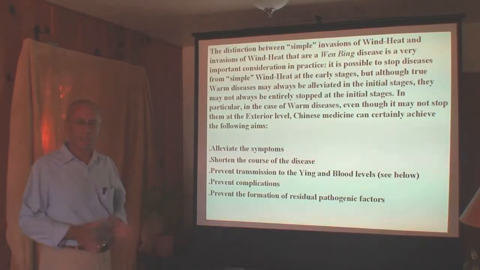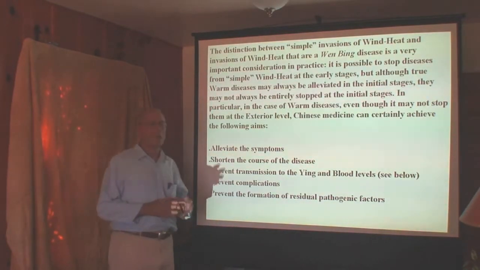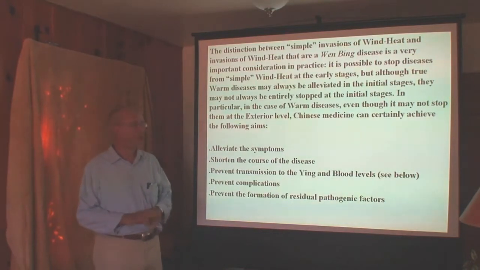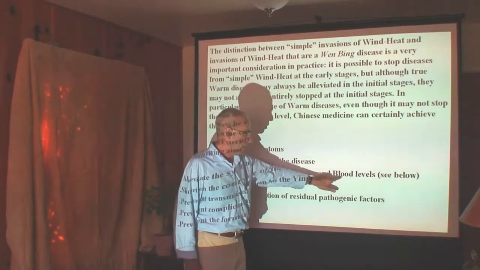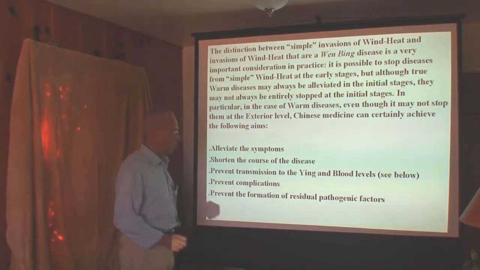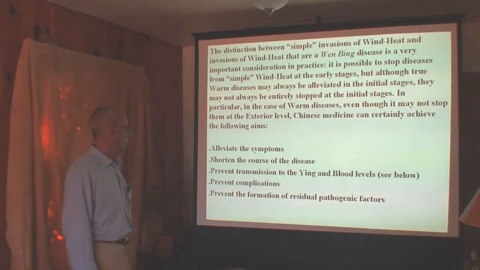There is a saying in Chinese medicine, in the Wenbing school of disease, no one dies at the qi level. You can only die when the pathogenic factor reaches the yin or blood level. And that's why it's very important to have an understanding of how we know when it has reached the yin or blood level.